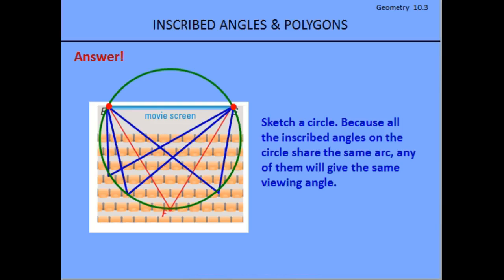Okay, all you had to do was sketch a circle, because all of the inscribed angles on the circle share the same arc right here. Once you've drawn this circle, that means that any seat that's on this circle right here will give you the same viewing angle. So you could sit a little bit in front. I still don't know that I would want to sit way over here, but it would still be technically a great viewing angle, or the same viewing angle.